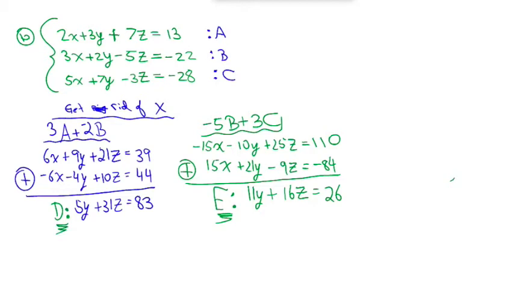What variable do you want to get rid of? The Y. The numbers are smaller for the Y. The Z is 31 and 16. So if I'm going to get rid of the Y, I'm going to take D and I'm going to add on an E. What times D and what times E? Negative 11 on the D and positive 5 on the E.